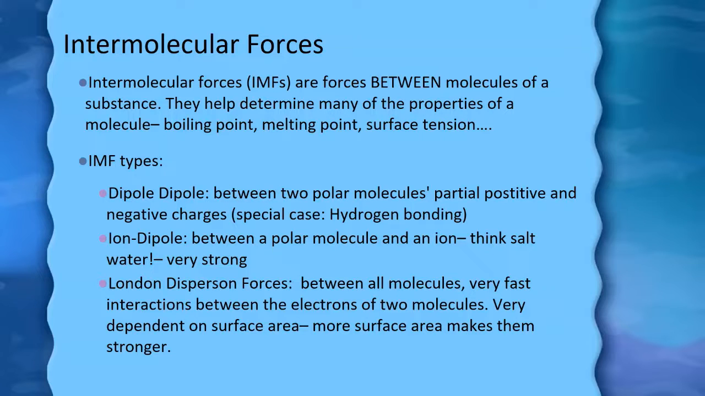And the last one would be London dispersion forces. London dispersion forces are found between all molecules, and they are these very fast interactions between the electrons of two different molecules. And London dispersion forces have everything to do with surface area. The more surface area molecules have to interact with each other, the stronger the London dispersion forces are going to be. So let's get into these types in some more detail.